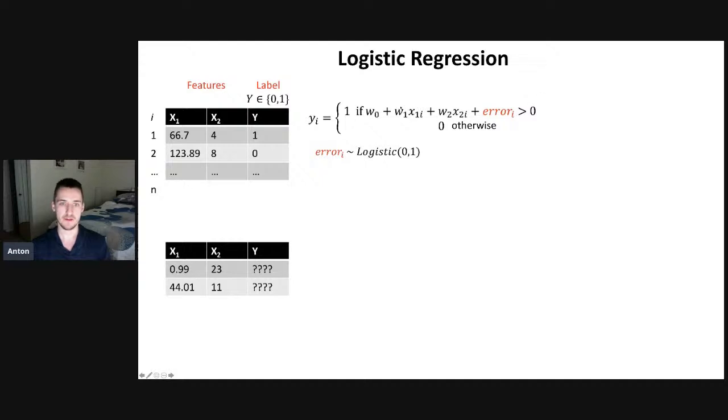And if the value of this equation is bigger than 0, then we can assign label 1. And if it's something else, we can assign label 0. Unfortunately, we can't derive the estimators in a closed form for this problem, but we can use some optimization methods like the Newton-Raphson technique and estimate our parameters.